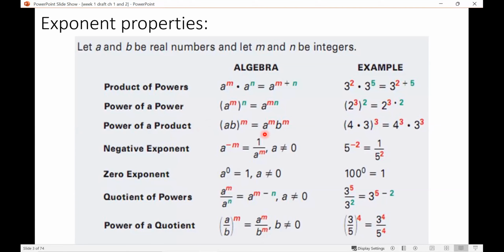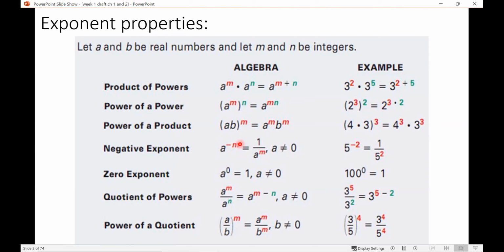The power of a product basically lets us distribute that exponent over multiplication. Now be careful, this is only a single term inside the parentheses here, so we can distribute that exponent. If this were addition or subtraction, we could not do that. And really the way this works, if you say 4 times 3 to the 3rd, it means 4 times 3 times 4 times 3 times 4 times 3. Since multiplication is associative and commutative, we can regroup them to multiply by 4 3 times and multiply by 3 3 times.